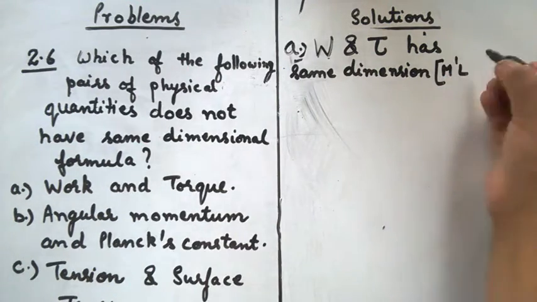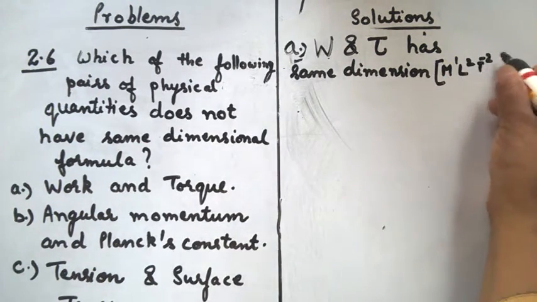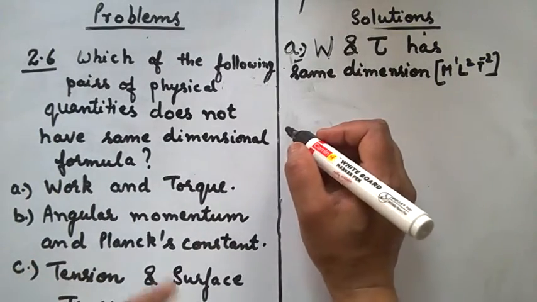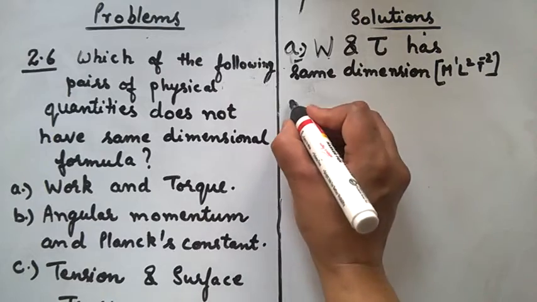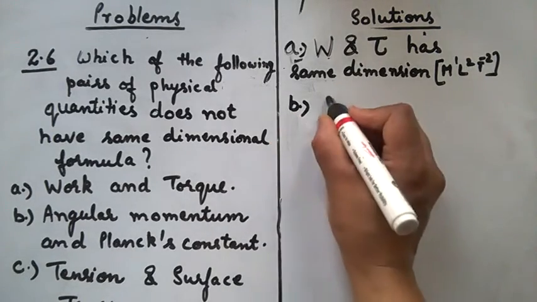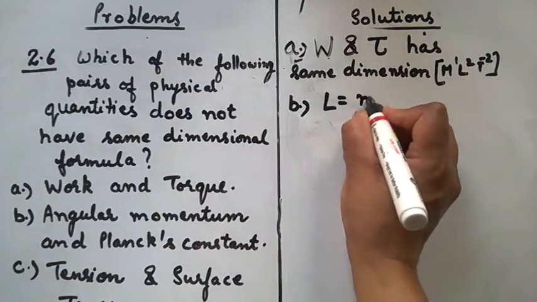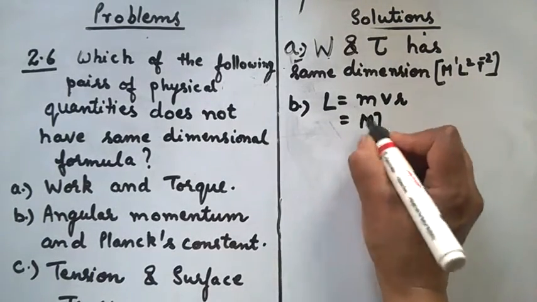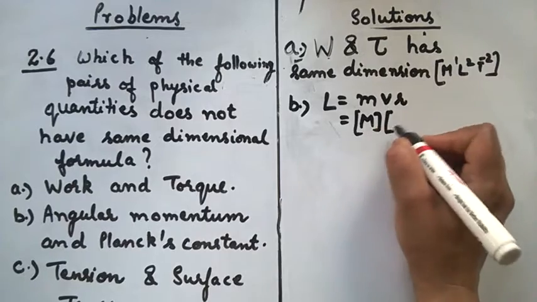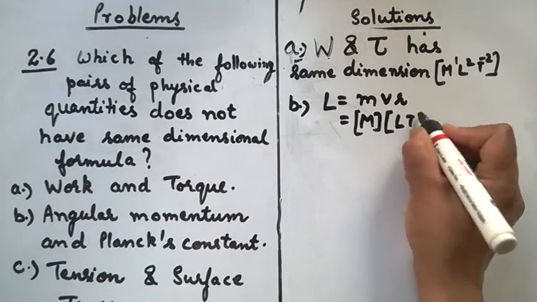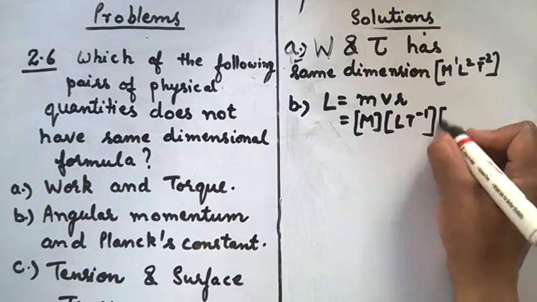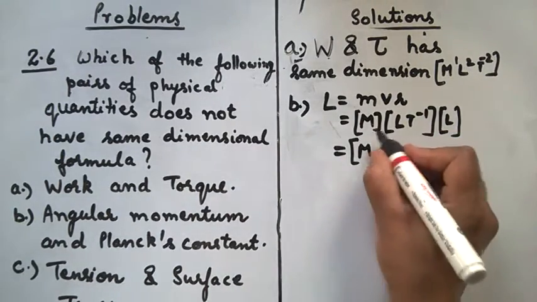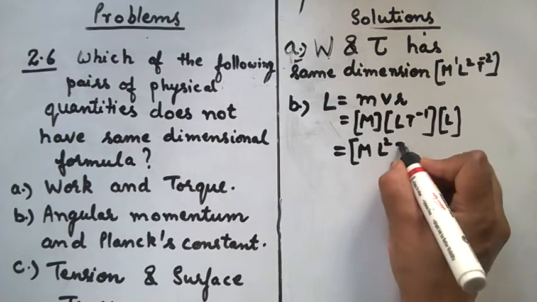That is m1 L2 T minus 2. Second one is angular momentum and Planck's constant. Angular momentum is given by capital L and its formula is mvr. Mass is m, v is velocity, its formula is meter per second, that is Lt minus 1, and distance is L. Its dimensional formula is m L2 T minus 1.